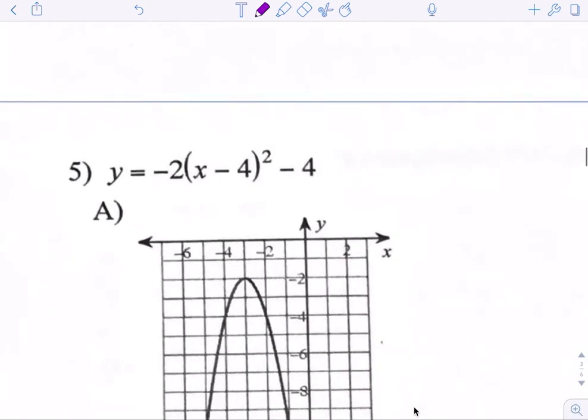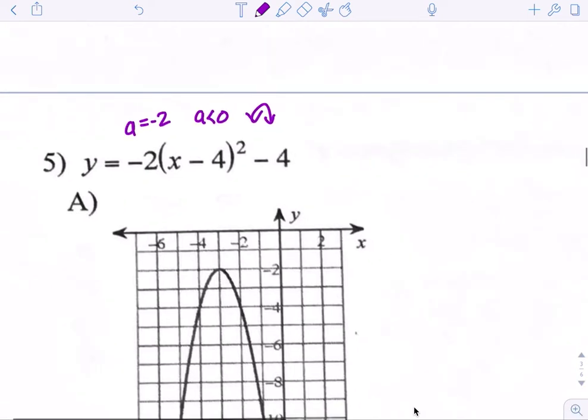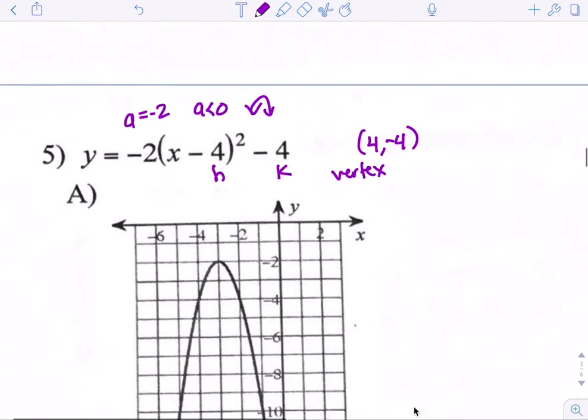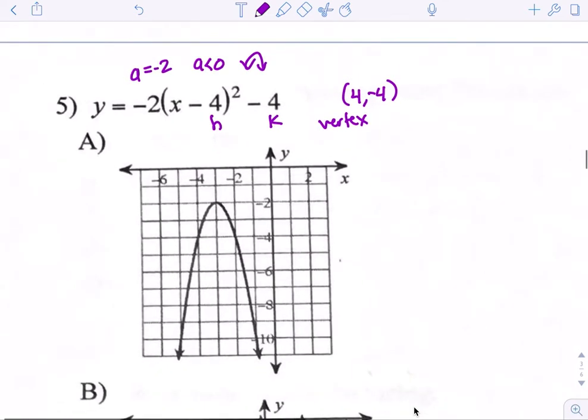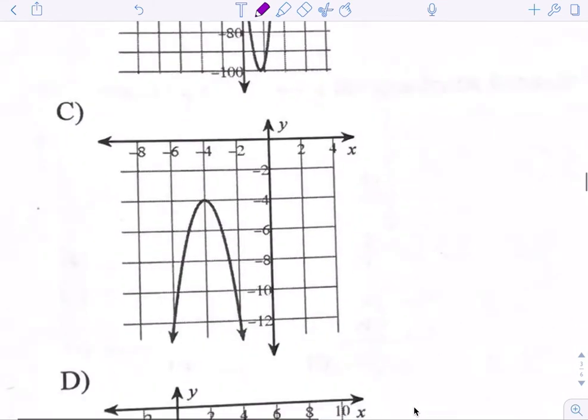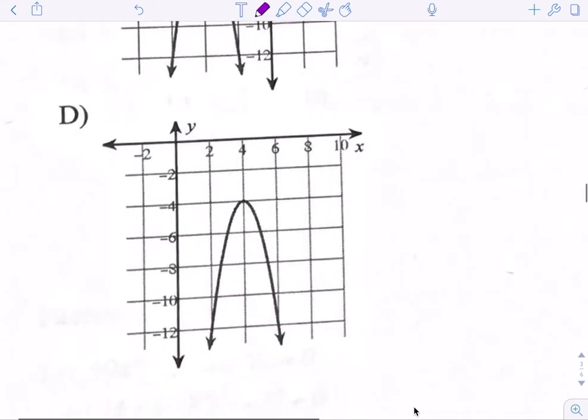Number 5. Okay, so look, your a value, guys, well, your a is -2, so that means a is less than 0 for a sad face. So you know it's going to be a sad face. Your guys' vertex is h and k. Remember, h is the opposite of that, so it's 4, -4. This is your guys' vertex because it's already in vertex form. So let's look for vertex 4, -4, and you know it's a sad face. So 4, -4, D.